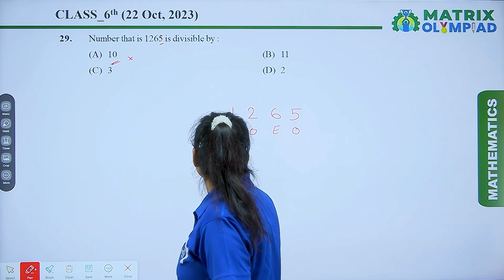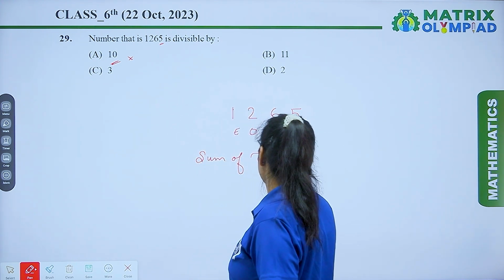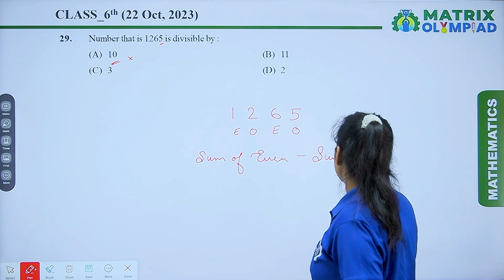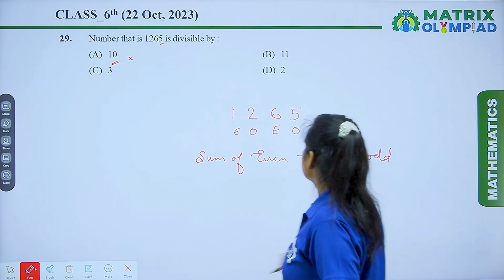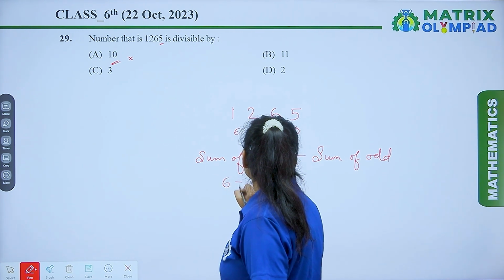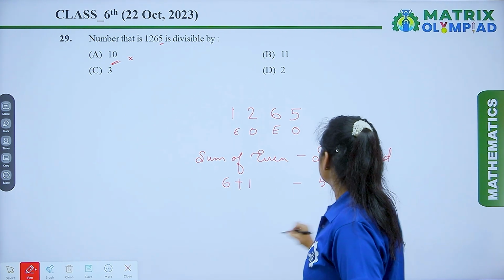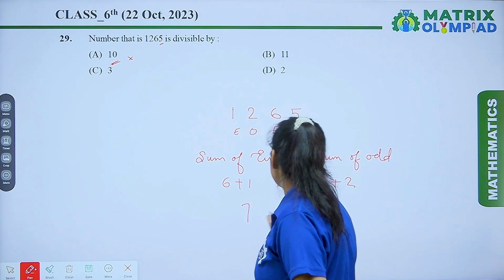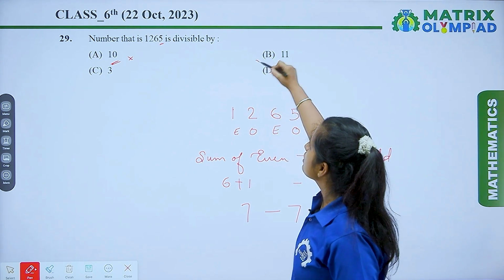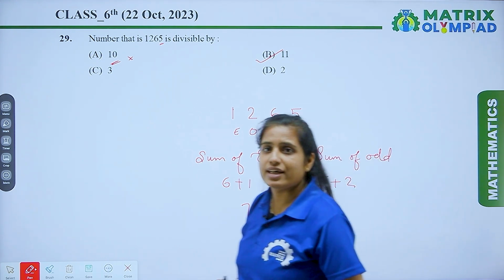So here the sum of the even place digits minus the sum of the odd place digits is 6 plus 1 minus 5 plus 2. So here we get 7 minus 7 and that is 0. So this is divisible by 11. So option B is the correct answer.